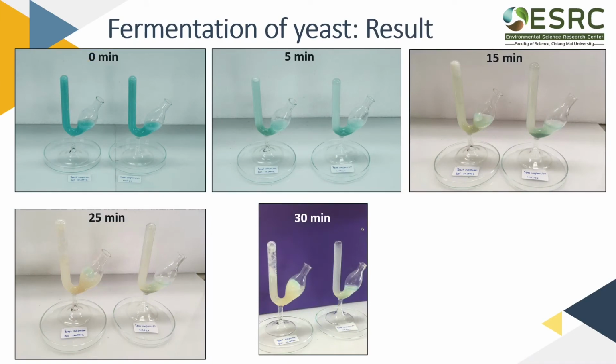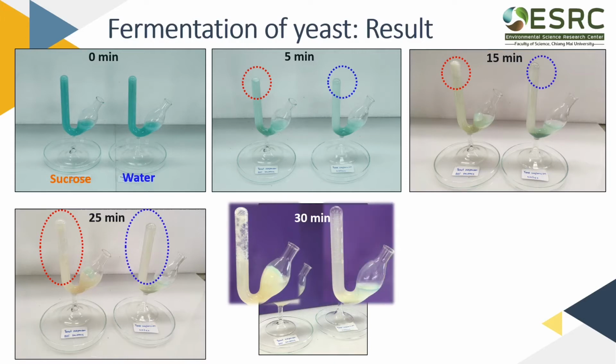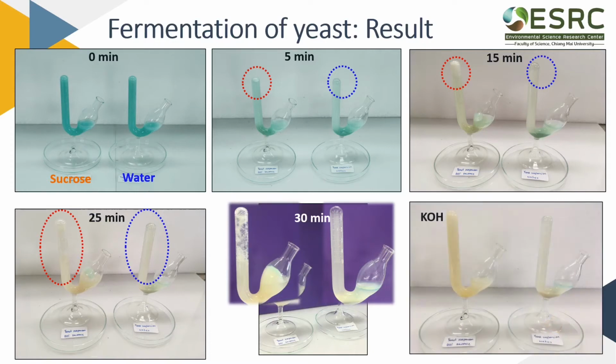These pictures show the changes of gas volume and color in the fermentation tubes. Gas formed in the tube with sucrose, while no gas formed in the tube with water. However, it's worth noting that the colors of both tubes changed from blue-green to yellow. After 30 minutes, 2 to 3 pellets of potassium hydroxide were added into the tube with sucrose. The results showed that the gas disappeared.